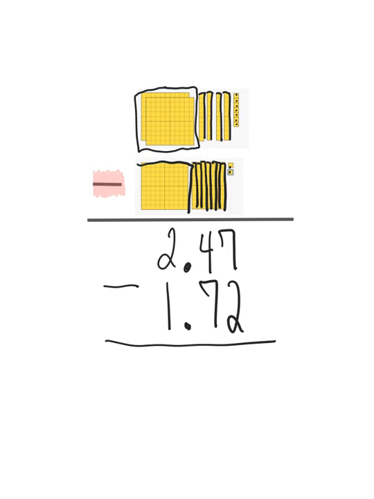Go ahead and subtract. 7 minus 2 is 5. 4/10 minus 7/10, can't do it, so I need to borrow. We're going to take 1/10 from this 1 whole and regroup it into our tenths column. So now I have 14/10 minus 7/10, which is 7/10. Drop down your decimal point, and 1 minus 1 is 0. So the difference between 2 and 47 hundredths and 1 and 72 hundredths is 75 hundredths.